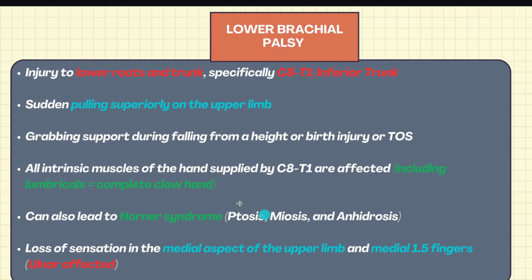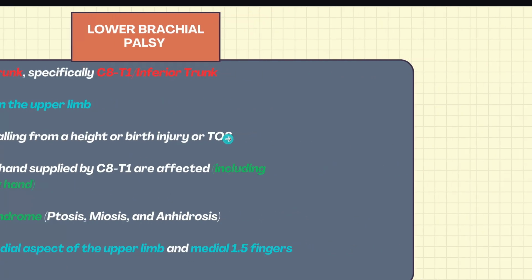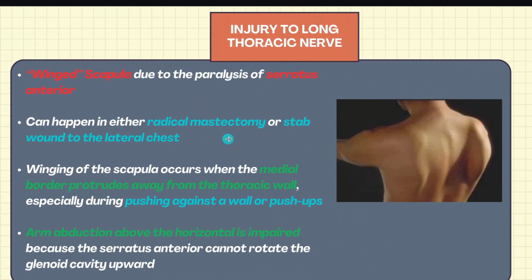And this is everything that I wrote here in words. Okay, now injury to your long thoracic nerve. Injury to the long thoracic nerve is going to give us something called winged scapula. This winged scapula is going to happen due to the paralysis of the serratus anterior.